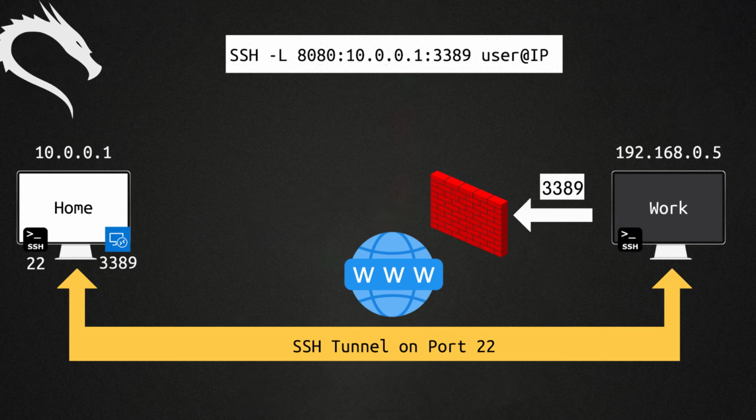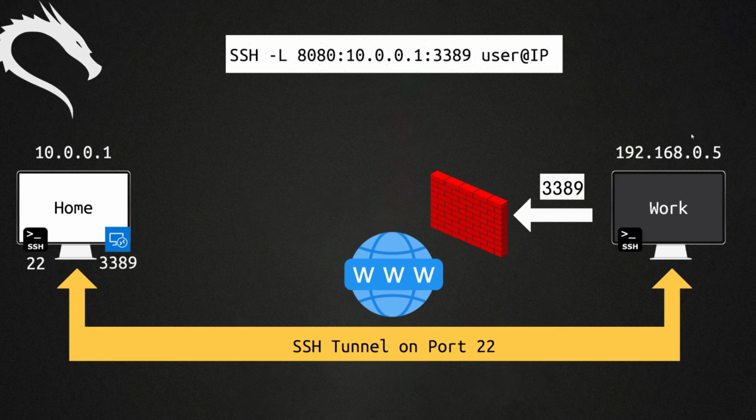So let's say that you are at work and you want to connect to your PC at home using RDP. But the problem is that port 3389, which is the default port of RDP, is blocked by the company firewall. The solution for this issue is to use local port forwarding, in which you forward the blocked port number, which is 3389, to a different port number that is not blocked by the company firewall, like SSH.